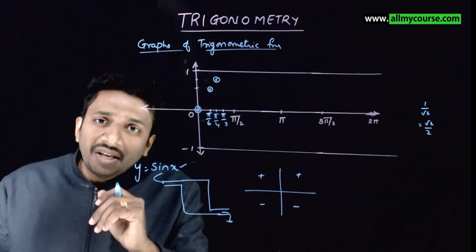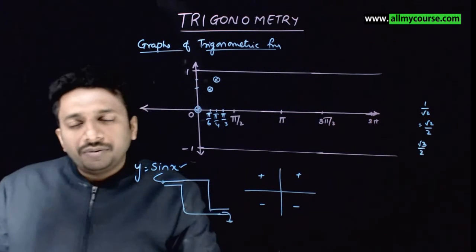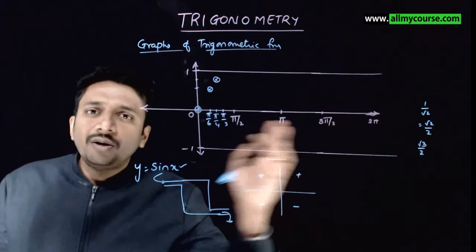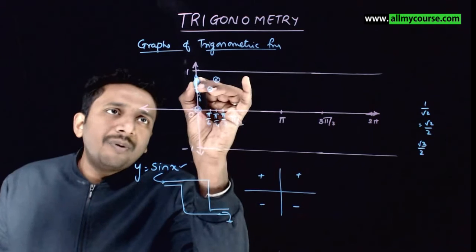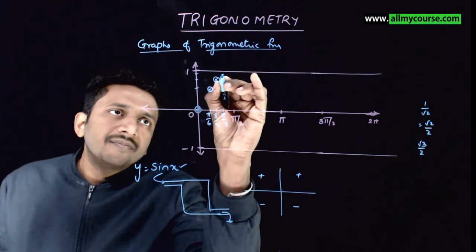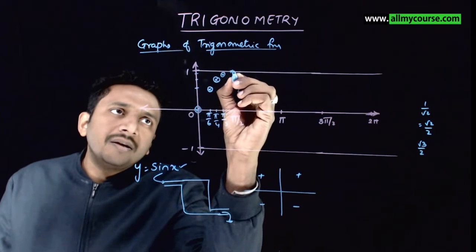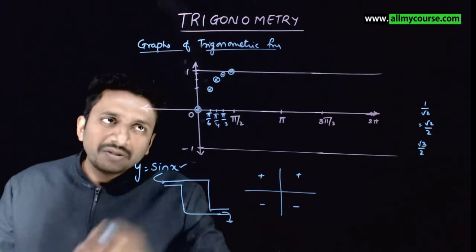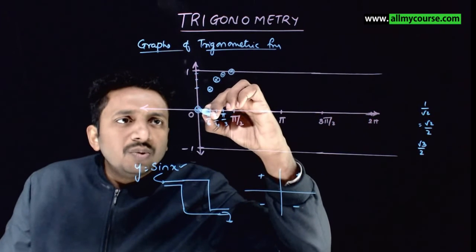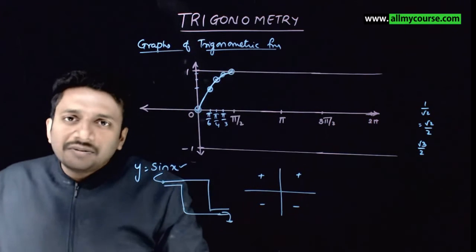And at pi by 3, the value is root 3 by 2. That is 1.732 by 2, so 0.85 approximately. So 0.85 approximately is here. And sine of pi by 2 is 1. So these are the points through which my curve passes. So let us join them with a smooth curve. So the curve looks something like this.